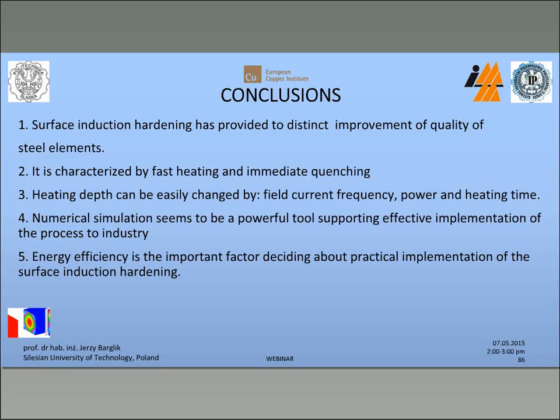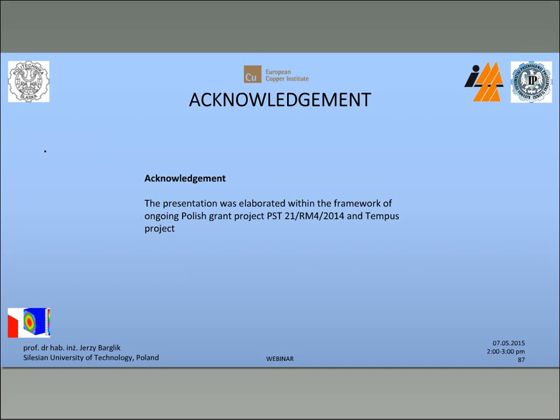And the fifth conclusion, fifth sentence, energy efficiency is an important factor deciding about practical implementation of the surface induction hardening. We compare carburizing with induction surface hardening. It is evident that it is even difficult to compare if we talk about energy efficiency.